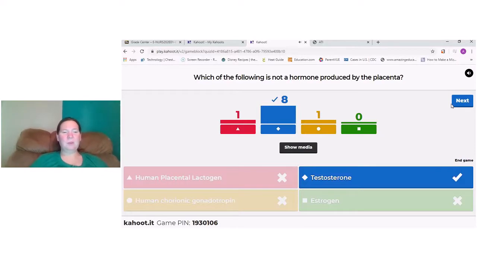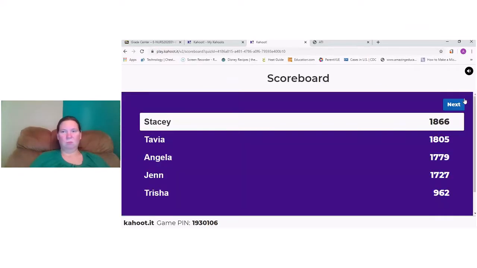So the other three that are listed, the human placental lactogen, the human chorionic gonadotropin, and the estrogen, are all hormones that are produced by the placenta. The only one that's not included here that's also produced by the placenta is progesterone. So that one as well. Testosterone is not.